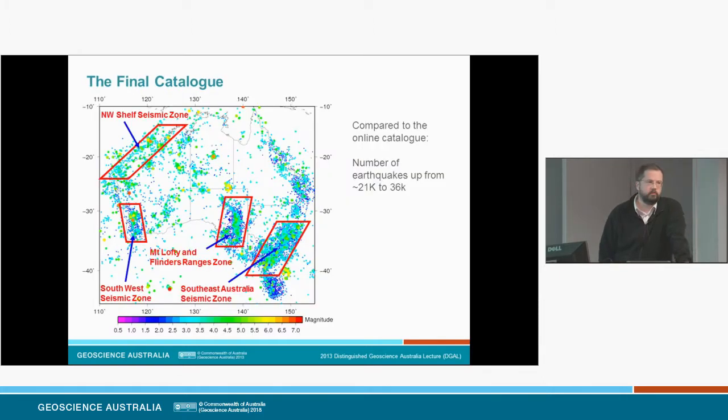To cut a long story short, here is the final earthquake catalogue. Online at the moment we have 21,000 earthquakes. Offline we now have 36,000 by combining all these different catalogues from these different networks, and I'm showing everything we've got here from any magnitude.